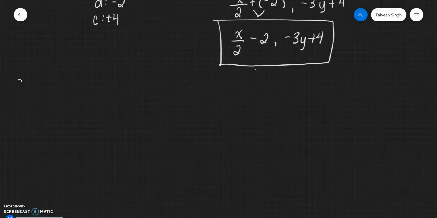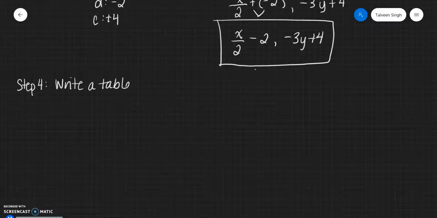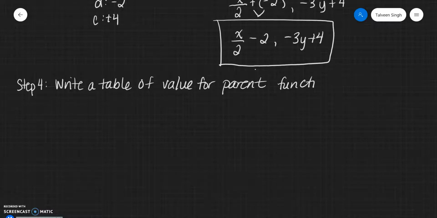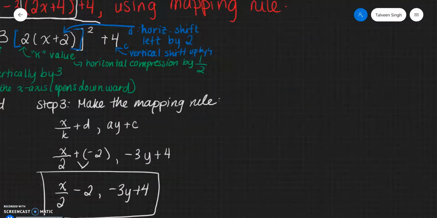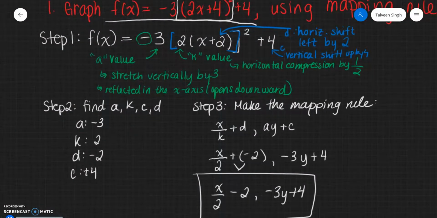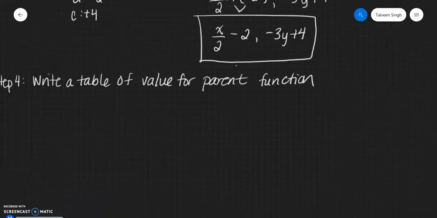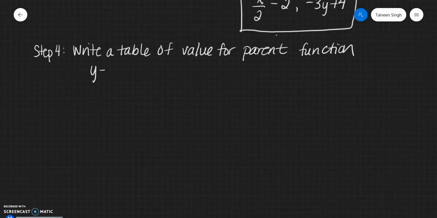So now step 4, write a table of values for the parent function. We're just going to go back and look at this function and figure out what our parent function is. My parent function is going to be, there's a squared right here, so it's x squared, right? If you notice, that's written in vertex form. So that's my parent function.